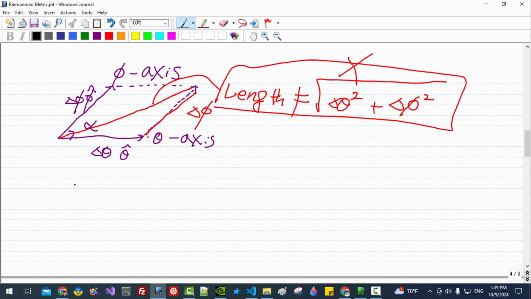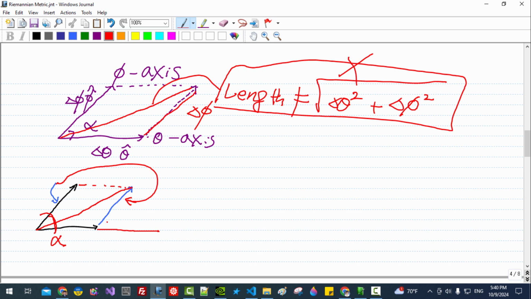Now this is a triangle. This component is this. This is a vector. Then we can form the diagonal. This angle is alpha. Then this angle is alpha. So alpha plus beta, this angle is beta, equals 180 degrees.